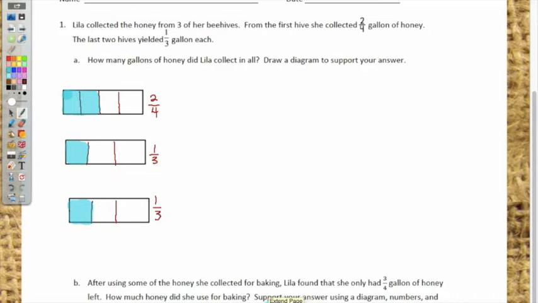Okay, so I know I'm going to add because it says how many gallons of honey did Lila collect in all. Is there any of that I can add ahead of time? 1/3 plus 1/3. What's 1/3 plus 1/3? 2/3. Okay, so what will our addition problem be? 2/3 plus 2/4. Okay, so 2/4 plus 2/3, and we will draw boxes.